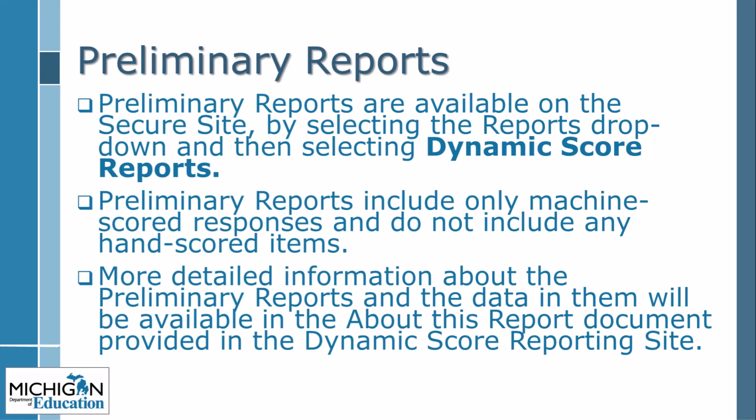The preliminary reports are available 48 hours after the student submits the test. They remain available until final reports are released. Preliminary reports are accessed through the secure site by selecting the Reports drop-down and then selecting Dynamic Score Reports. Preliminary reports include only machine-scored items. They do not include any hand-scored items. More detailed information about the preliminary reports and the data in them will be available in the About This Report document that is provided in the Dynamic Score Reporting site.